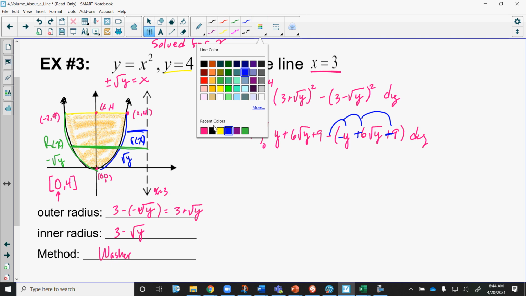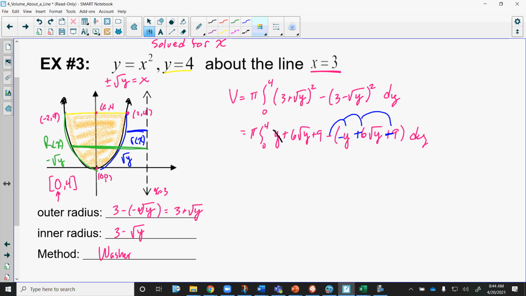The positive y and the negative y here cancel. The positive 9 and the negative 9 here cancel. So the only thing that I have left are 2 positive 6 radical y's. So that will simplify to be pi times definite integral from 0 to 4 of 12 square roots of y dy, or of course you could write that as 12 times y to the 1/2 power if it helps you with your integration.